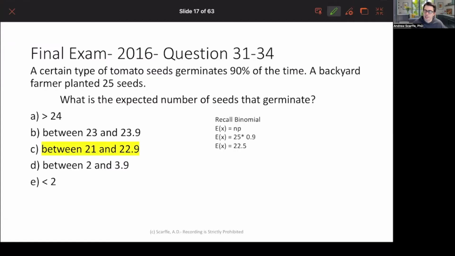Recall that the expected value of a binomial is equal to n times p. So your expected value is equal to 25 times 0.9, which is 22.5, which then is your answer C, between 21 and 22.9.